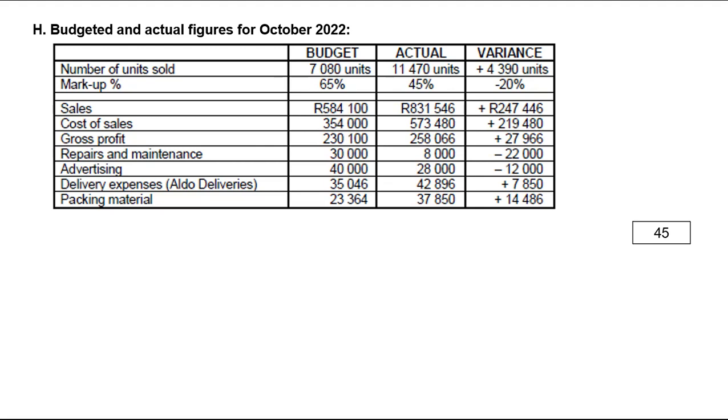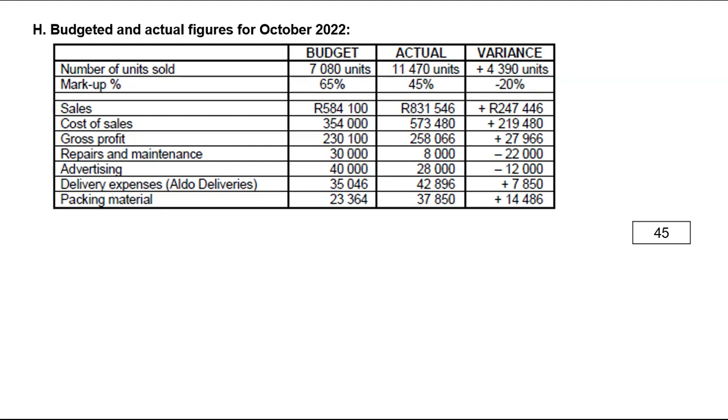That's why you will notice that for the number of units sold, for the budgeted, it was going to be 7,080 units. And for the actual, it is 11,470 units, resulting in an increase of 4,390 units. And that is because you dropped your markup. Your markup will increase sales.